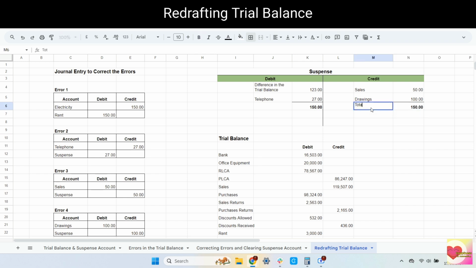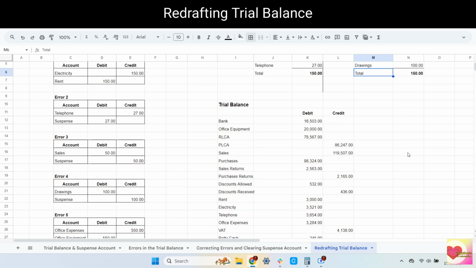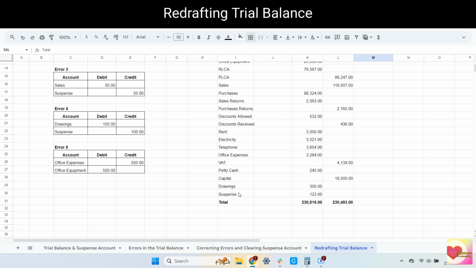And we can see now that the totals are equal. It means the balance is now cleared. So we will remove this amount in our trial balance. So after correcting all the errors and clearing the suspense account, our trial balance is now balanced.